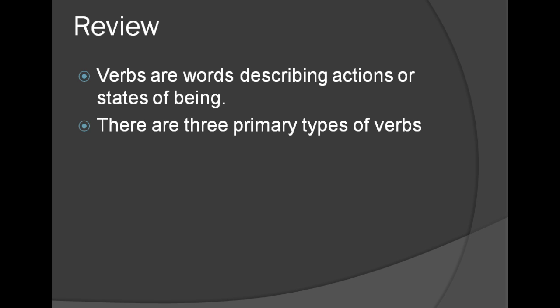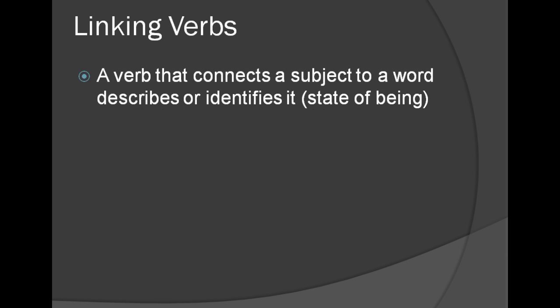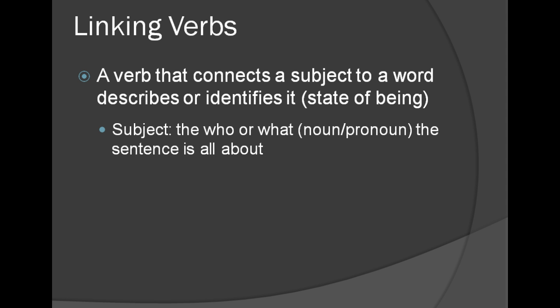There are three primary types of verbs. Action verbs, which are something that a person or a thing does, a physical action. Linking verbs and helping verbs. This lesson will focus on linking and helping verbs. Linking verbs are verbs that connect a subject to a word that describes or identifies it. These are the verbs that identify a state of being, how something is existing.